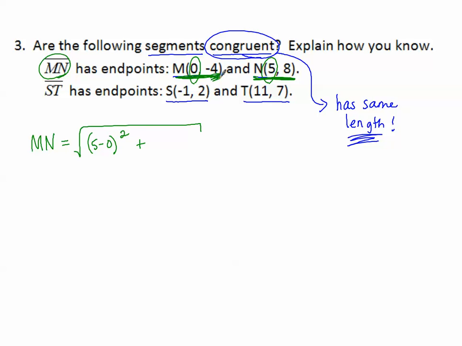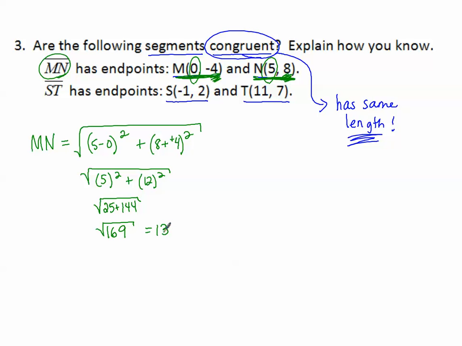Plus, now look at the y's and subtract. 8 minus -4. Now remember, that's really like saying 8 plus 4. Let's simplify that. 5 squared plus 12 squared, and that's 25 plus 144, or 169. So take the square root of 169, 13. MN equals 13. Now let's find out what ST equals.